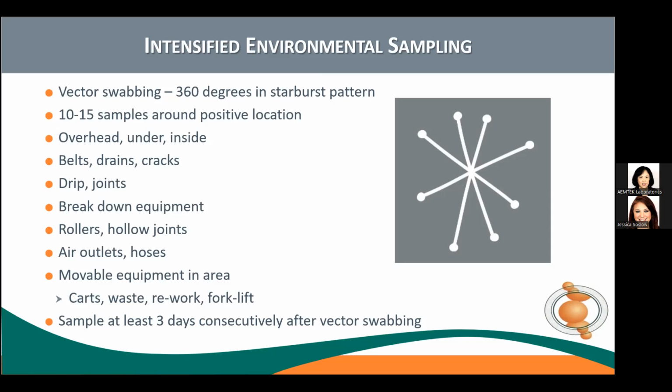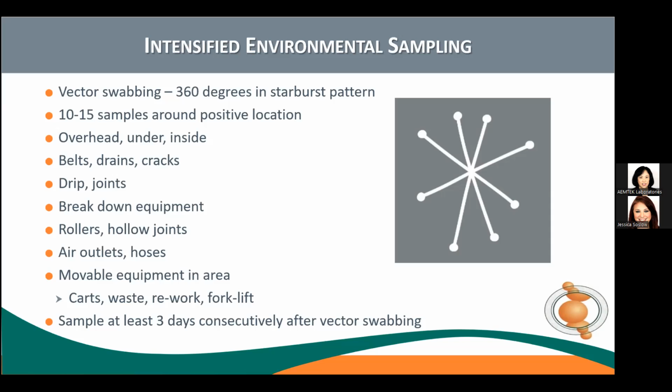So in that case, any item is suspect. And any open cabinets, open panels, walls, and legs of the equipment, or the things moving in of the area are suspect. And you want to swab all of that, including the belts and drains, the cracks, drips, joints, and you definitely want to break down the equipment to find if any dead corner can potentially harbor the pathogen.